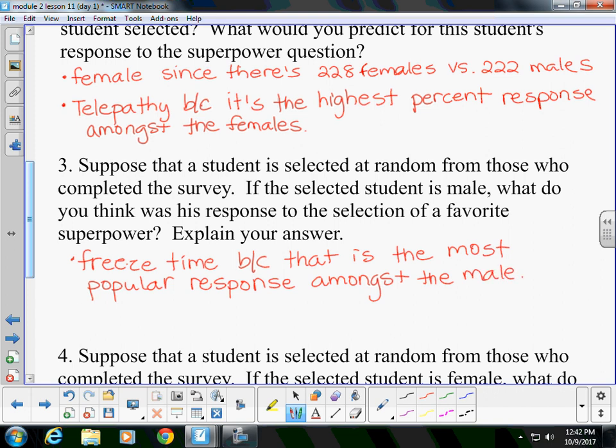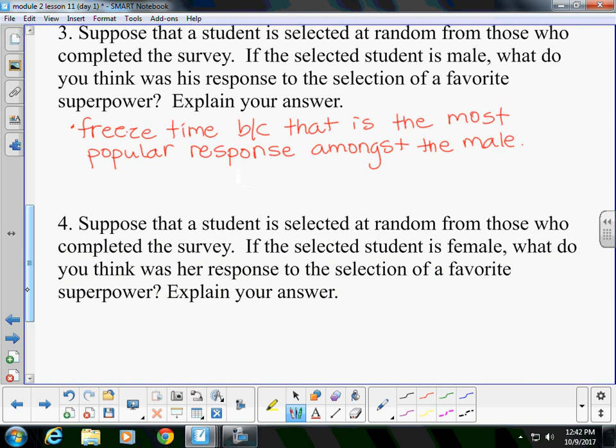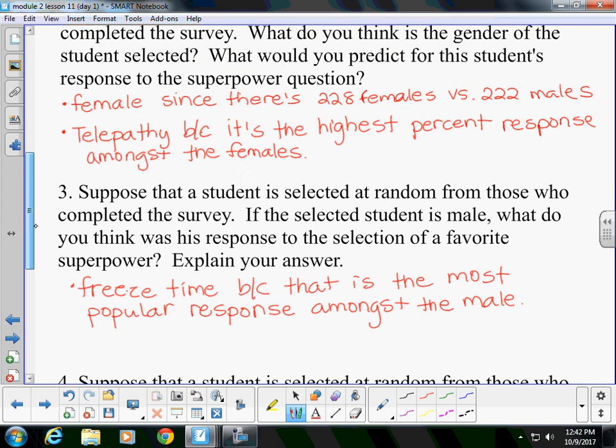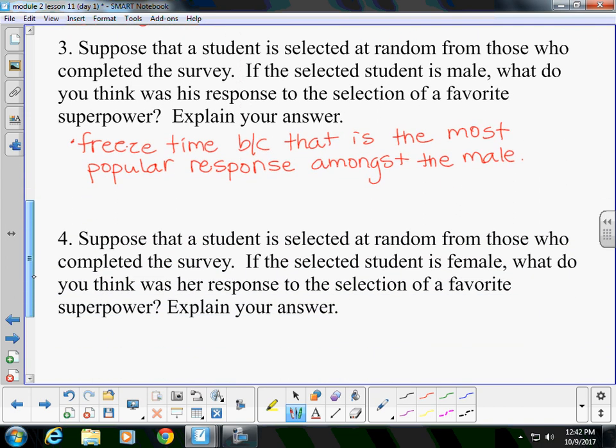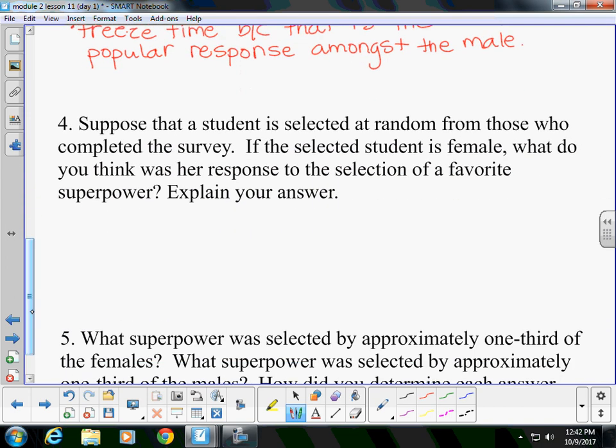You have to make sure when you answer these questions that you're answering using the data, not answering the way that you would want the answers to be. Suppose that a student is selected at random from those who completed the survey. If the selected student is female, what do you think was her response? We actually just answered that up here, and I said telepathy because it was the most popular response.